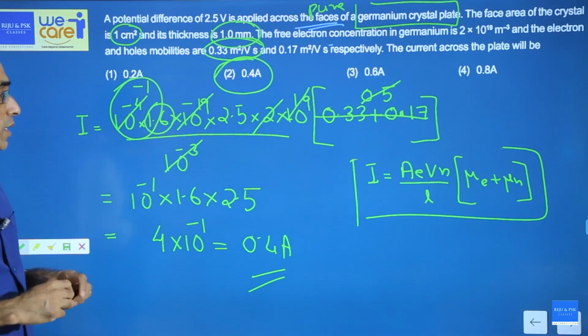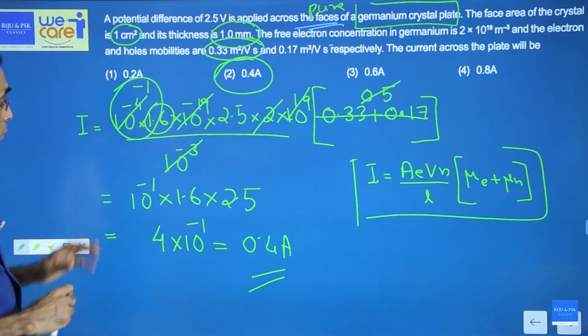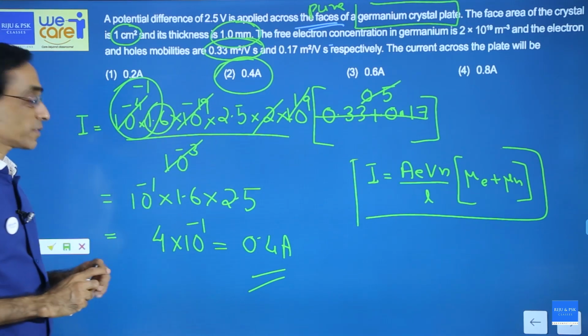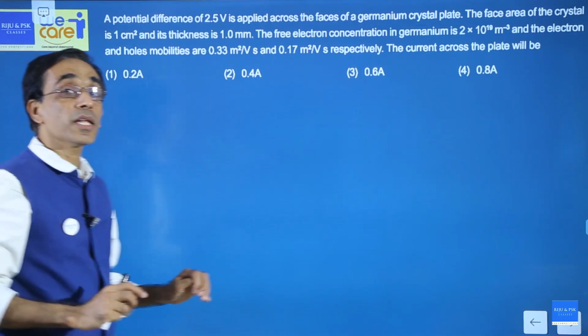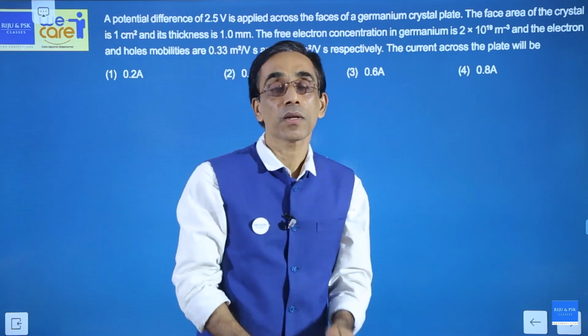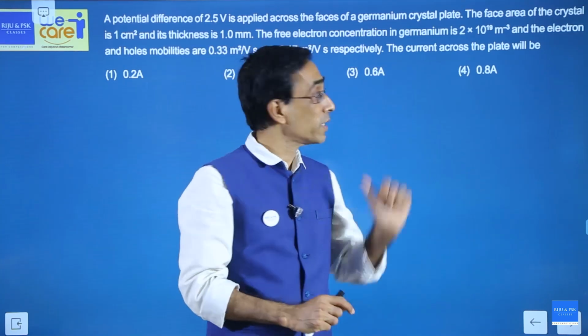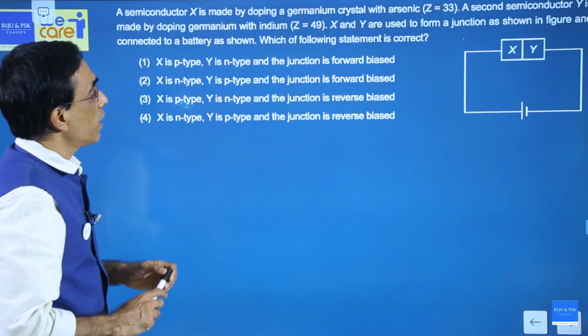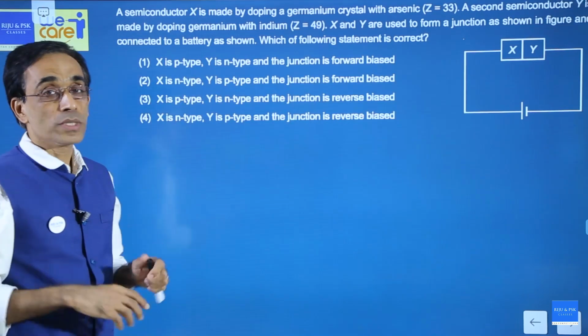A very good question. We have to practice a lot. Mobility, drift speed, all these ideas can come in semiconductors. Whatever you studied in the beginning of current electricity about the drift speed, all those things can be asked in semiconductors in this format. So this should be trained. This is purely theoretical and logical.